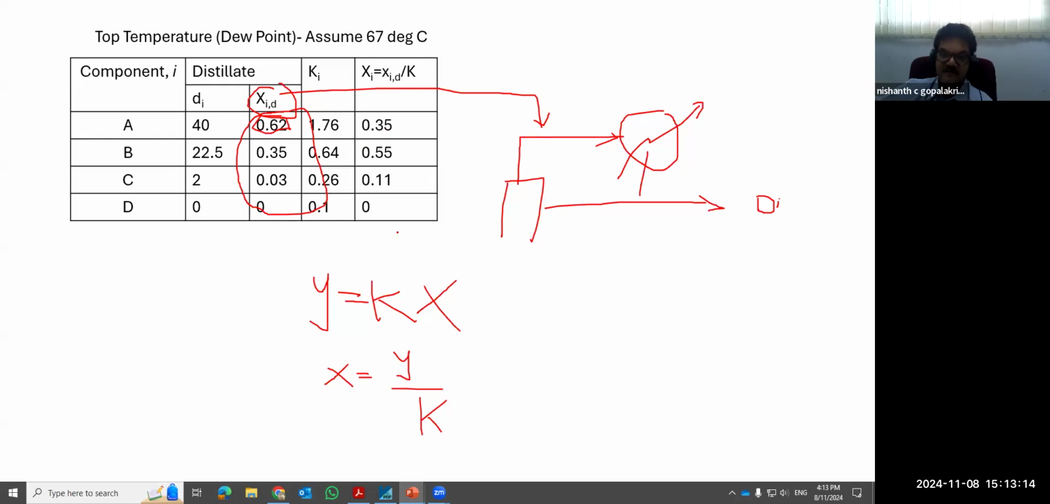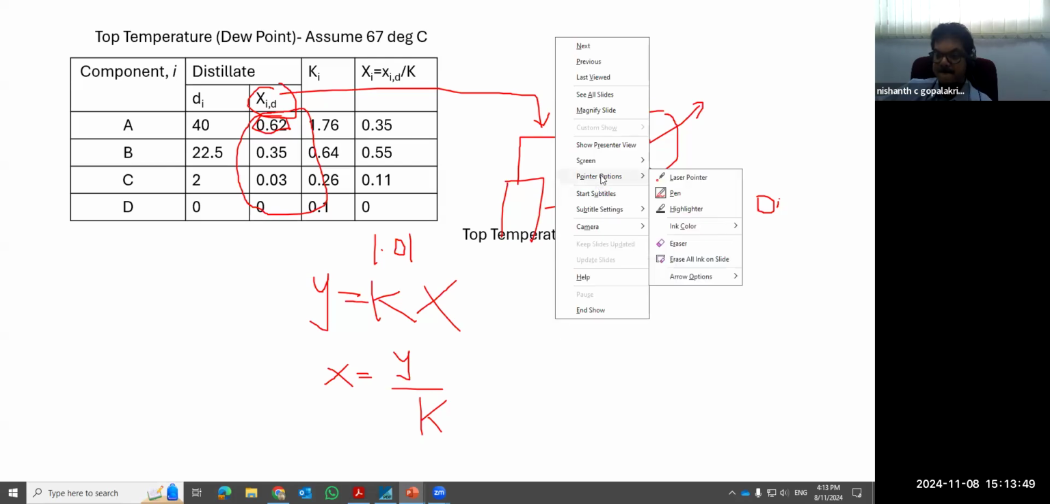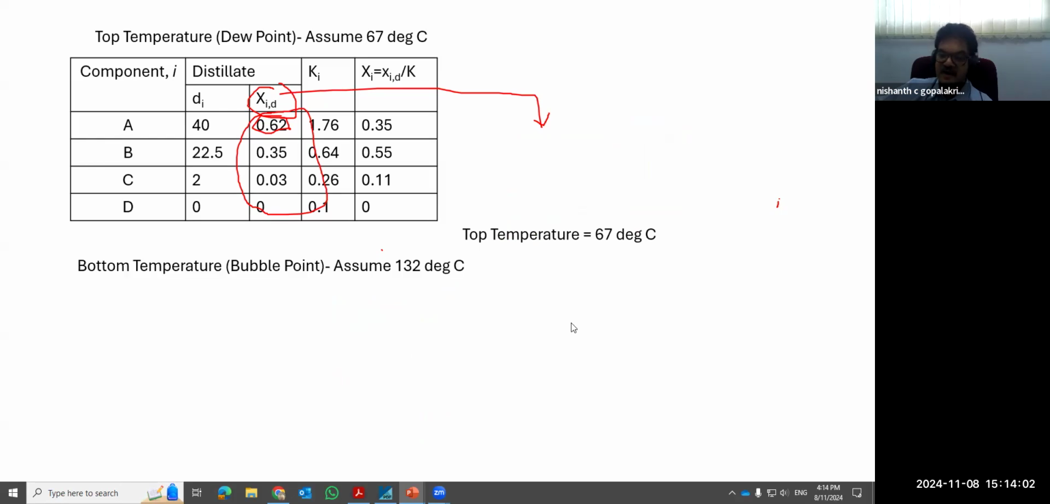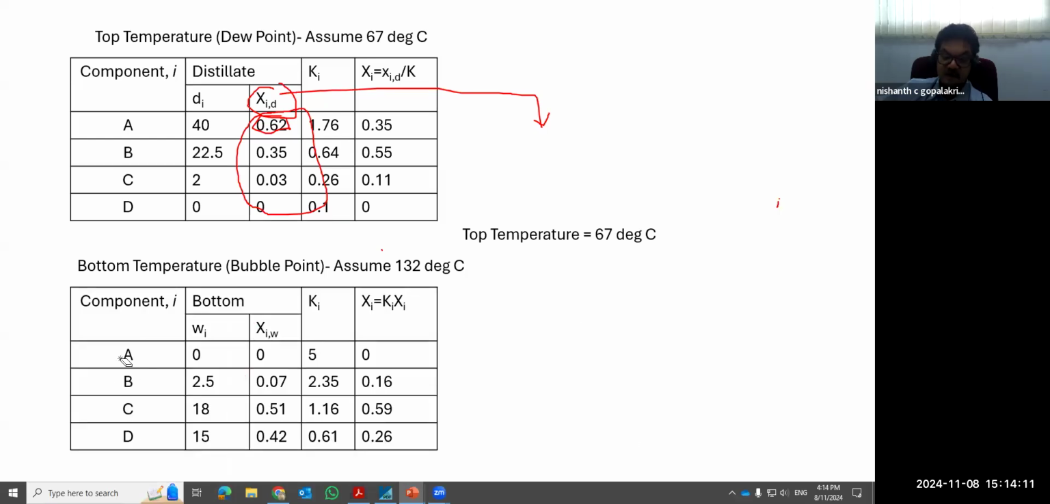Now, to check whether the assumed temperature is correct, we check whether the sum of mole fractions is equal to 1. When I sum all these, I get around 1.01, which means my assumption is almost correct. So I can say that the top temperature is actually 67 degrees Celsius. Okay. Now, in the next step, we need to find the bottom temperature. For that, again, I make an assumption that the bottom temperature is 132 degrees Celsius. Here I have 4 components again, and here is the bottom composition that we estimated in the previous stage.